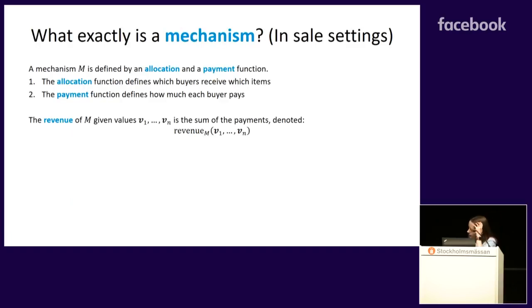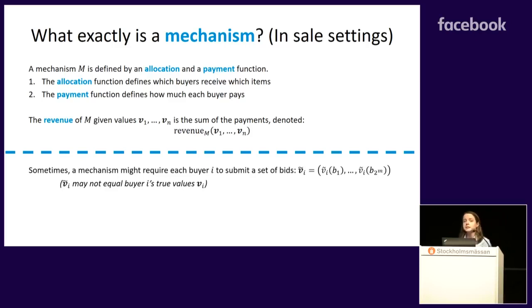Okay, so now what exactly is a mechanism for these sales settings using this notation? So a mechanism, which we'll denote as M, is defined by an allocation function and a payment function. And again, an allocation function determines which buyers receive which items, and a payment function determines what they pay. Revenue is the sum of the buyers' payments, and we're going to denote this throughout this talk as revenue sub M of v_1 up through v_n. So given their values, what is the revenue of this mechanism?